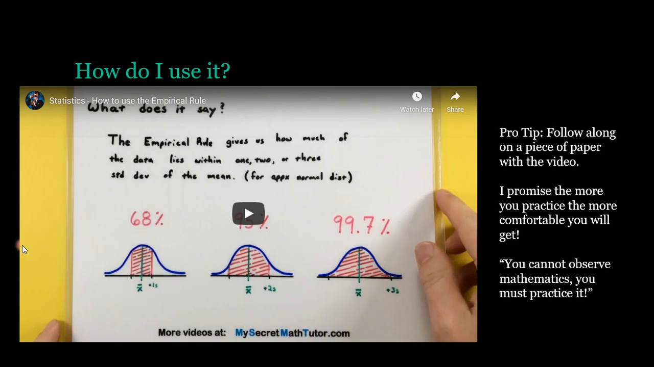So one last video for you guys. And my pro tip for you guys is to follow along on a piece of paper with this video and with all of the videos really. Whenever I post a lesson, the more you practice, the more comfortable you'll get. You cannot observe math, you actually have to practice it and do it.